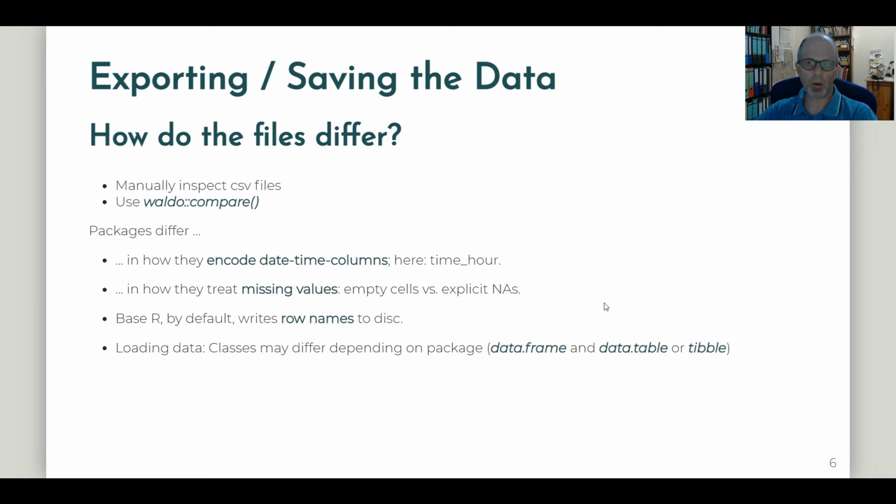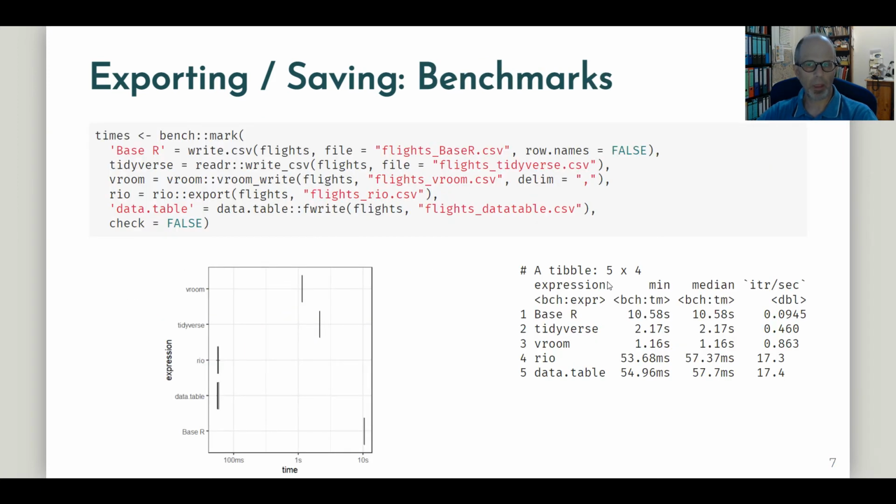Okay, but now on to the benchmarks. How do these functions that we just saw compare in speed? So here we use the bench package to benchmark these functions, and note that for the plot on the left, the x-axis denoting time is on a log scale. So base R is really by far the slowest function that we have here. It takes over 10 seconds.